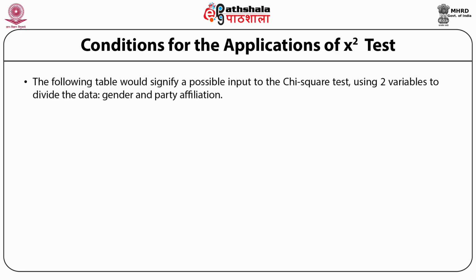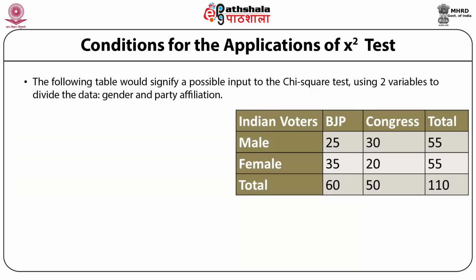The following table would signify a possible output of a chi-square test using 2 variables to divide the data, gender and party affiliation. Again, we have 2 party affiliations, whether you are pro BJP or pro Congress, and 2 genders, male and female. We now have a complete set of data, as seen in the table, on the distribution of 110 individuals into categories of gender, male and female, and party affiliation, BJP or Congress.